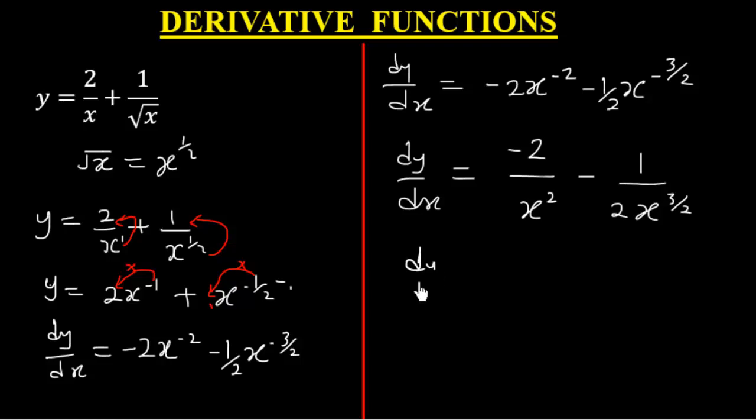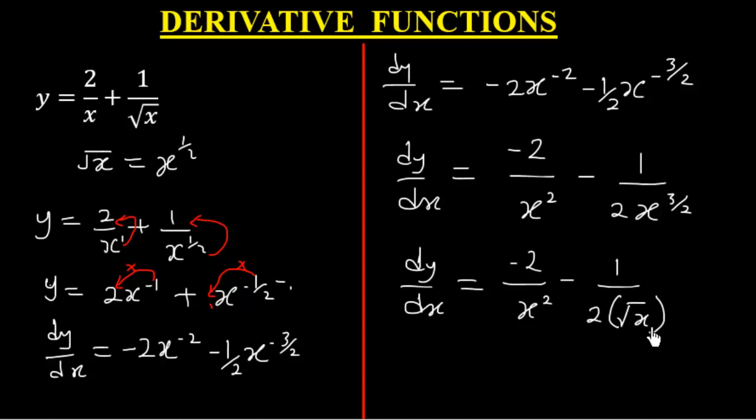Therefore, dy/dx is equal to negative 2 all over x squared minus 1 over 2, in brackets, square root of x, all to the power 3.